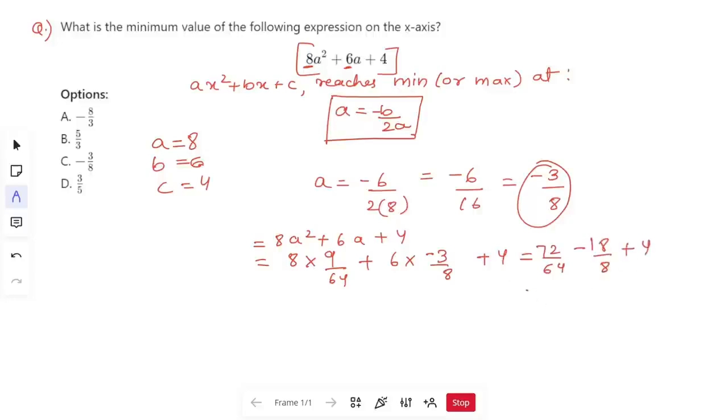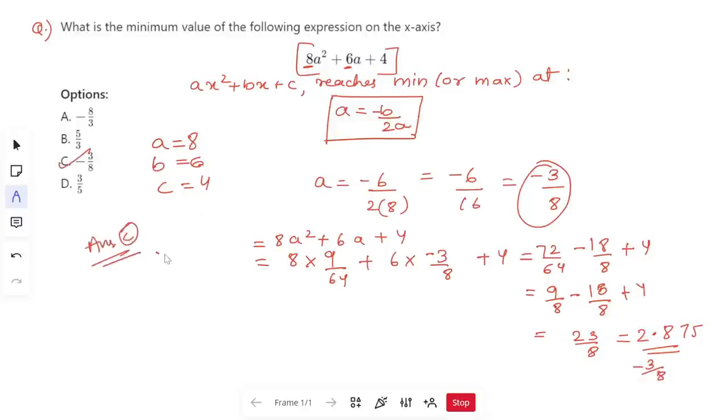Now we will further solve it by taking the LCM. First of all, I'm cancelling this out. So 9 by 8, I'm cancelling it with 8. So 9 by 8 minus 18 by 8 plus 4. Finally solving it completely will give us 23 by 8, which is equal to 2.875. And if you convert it into mixed fractions, it will be minus 3 by 8. So the correct answer is going to be option number C for this question. Hope you have understood it. Let's now move on to the next question.